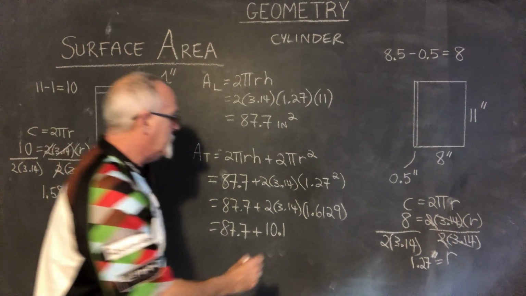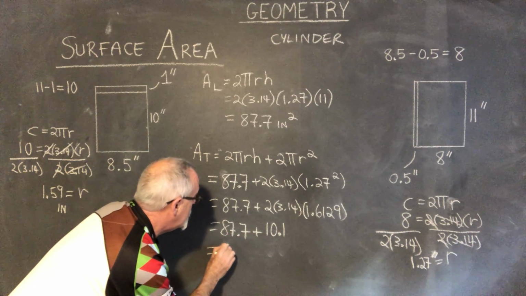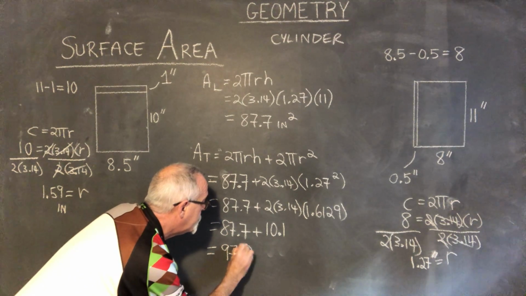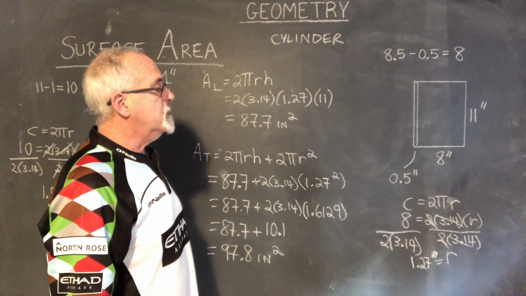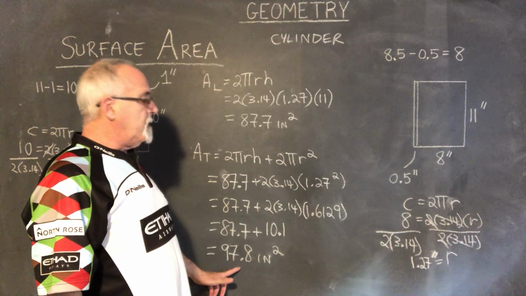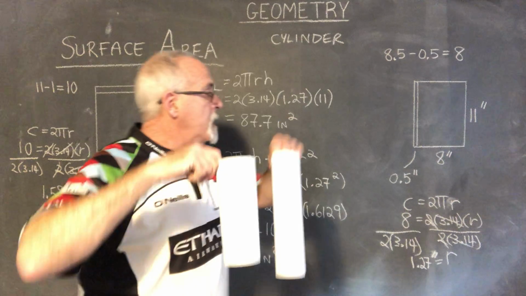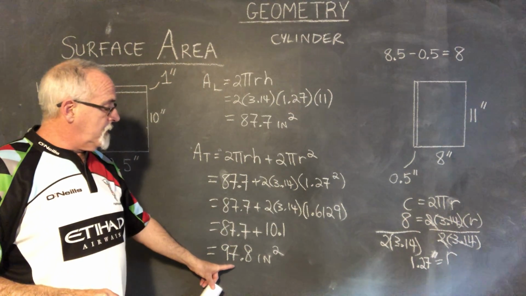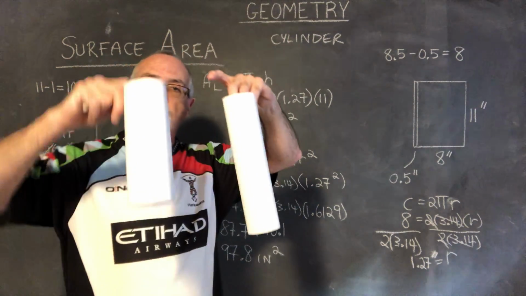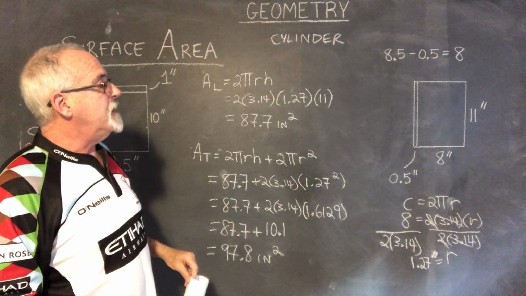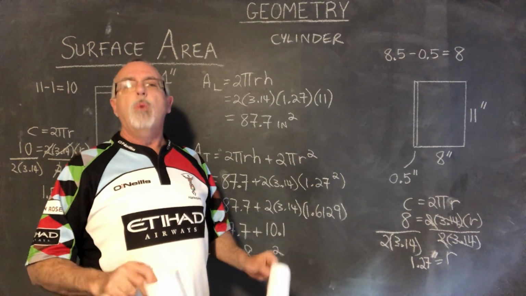Okay, 87.7 plus 10.1 is going to give me 97.8 square inches. It's an area, its units are squared. So remember the total area of the first cylinder, this fatter, shorter cylinder, was 100.8. The total area of this taller, skinnier cylinder is 97.8. This total area is smaller than this one. But the lateral area of this one was smaller than this.